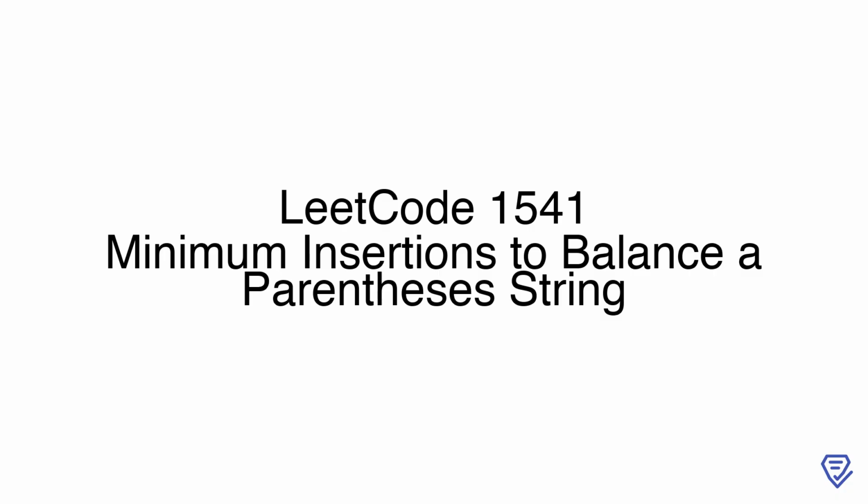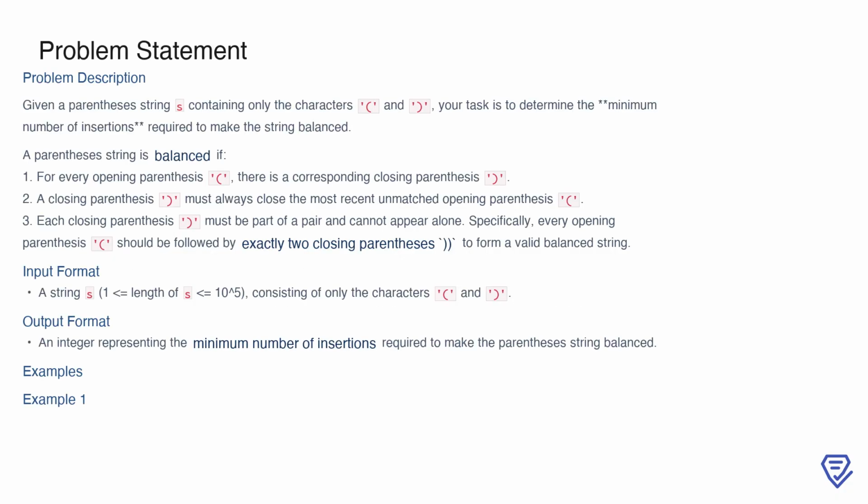Let's dive in. In this problem, we are given a string S that consists only of opening and closing parentheses, represented by the characters ( and ). Our goal is to determine the minimum number of insertions required to make this string balanced.